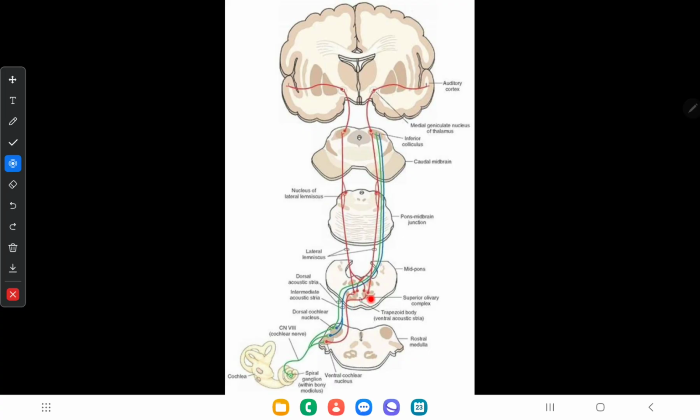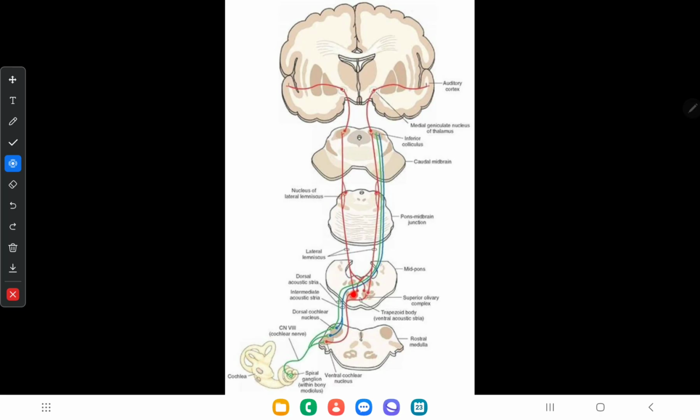Then here you can see how the fibers coming from the ventral cochlear nucleus decussate to the other side, forming the trapezoid body in the lower pons. Here is the lower pons area. So in this area is the trapezoid body. The trapezoid body has some scattered nuclei where a few axons relay. Others terminate in the contralateral superior olivary nuclei for relay. This is the contralateral superior olivary nucleus. Here the ipsilateral superior olivary nucleus.